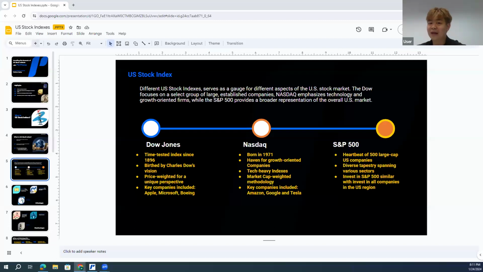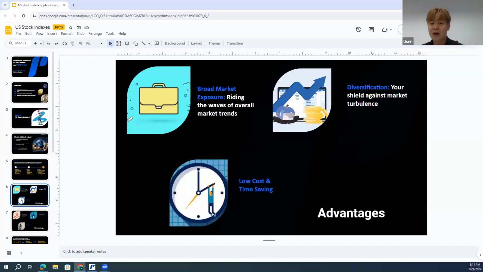So after you get a brief understanding of these three major US stock indices, next we are going to explain the advantages of investing in US stock indices. What are the benefits? Why do you want to invest in them? Okay, so the first thing is broad market exposure, compared with if you only focus on one product.